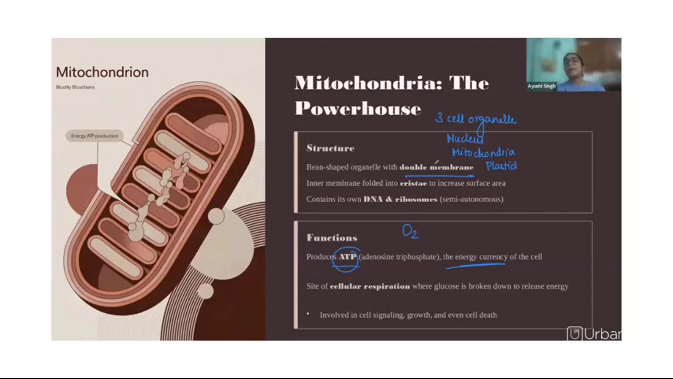Rest all of them are either single membrane or no membrane at all. Okay, and mitochondria has its own DNA and ribosome. So far, we have seen that cytoplasm doesn't have its own DNA and ribosome, right? Plasma membrane doesn't have its own DNA and ribosome. Only cell nucleus has its DNA and ribosome, right? Similarly, mitochondria also has its own little bit of DNA and ribosome. That's why it is known as semi-autonomous.